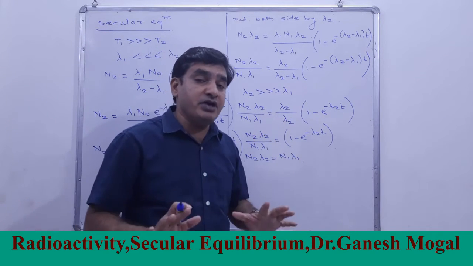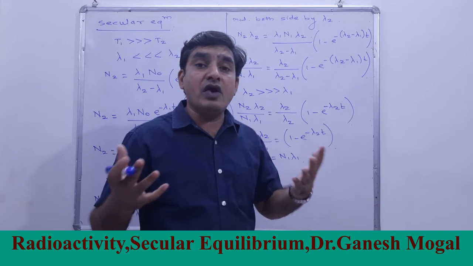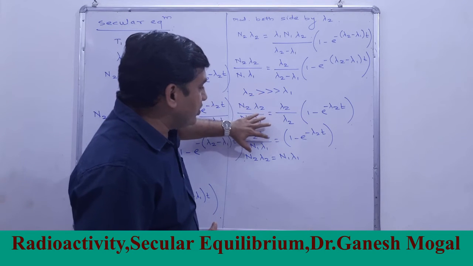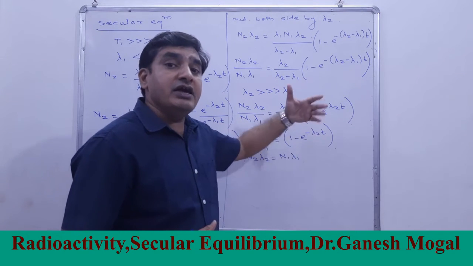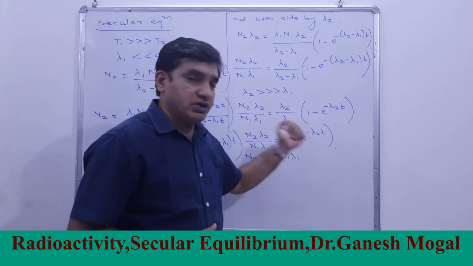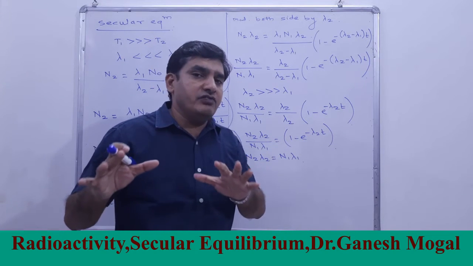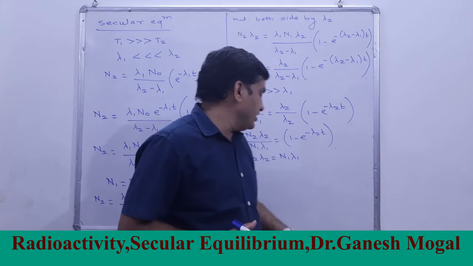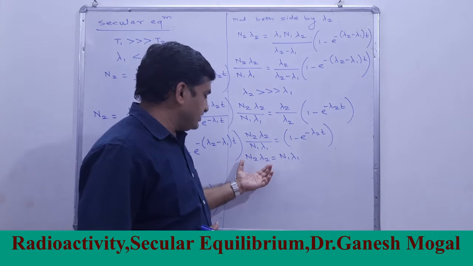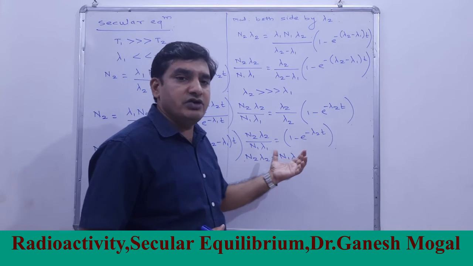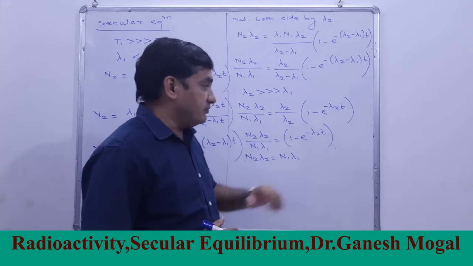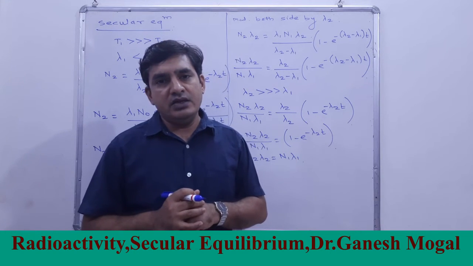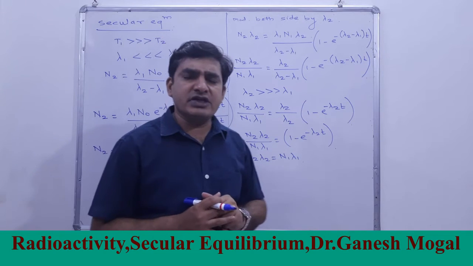But this happens only after a very long time, because this activity is controlled by the decay constant of the daughter, and after a very long time this term is negligible. Therefore, the activity of the daughter is equal to the activity of the parent, but only after a long time. So this is related to the secular equilibrium.